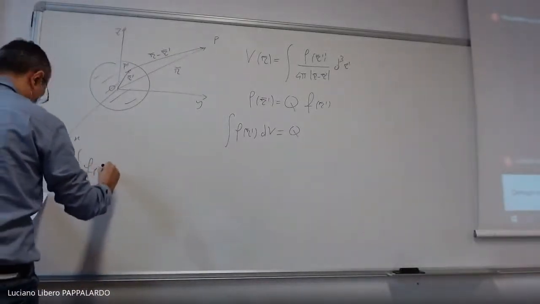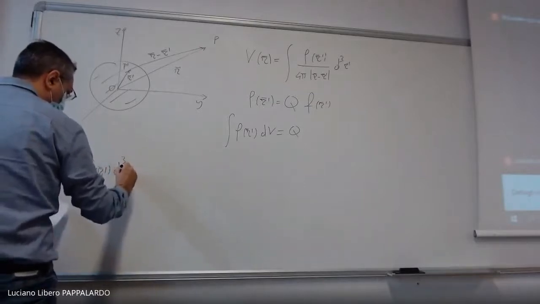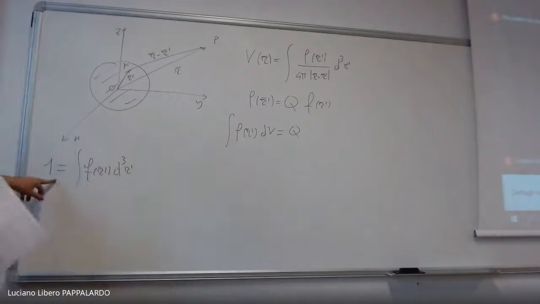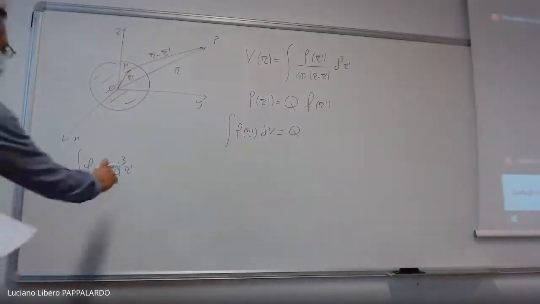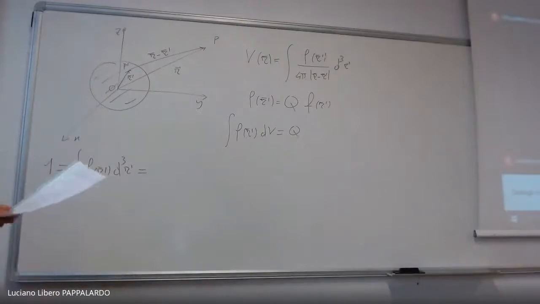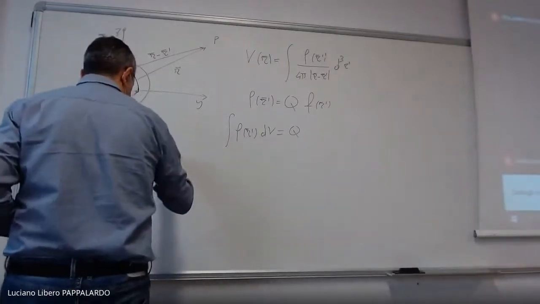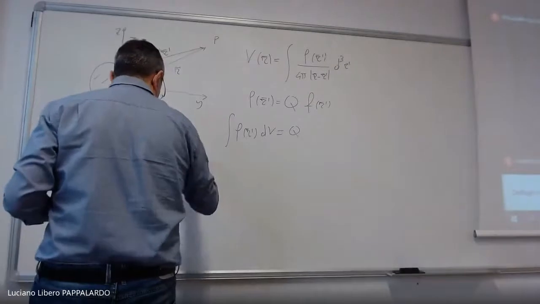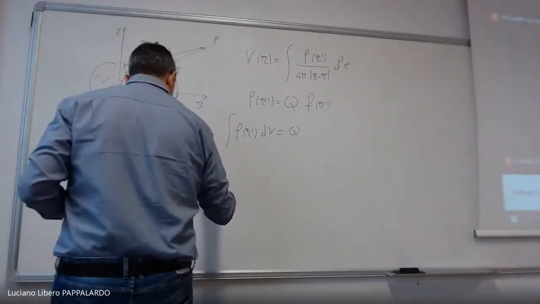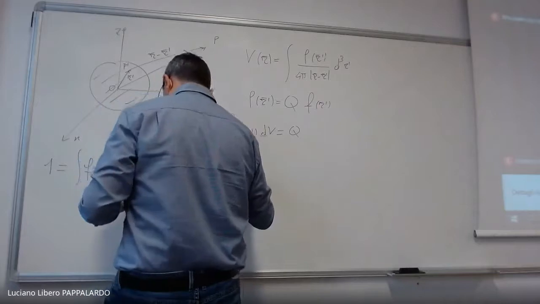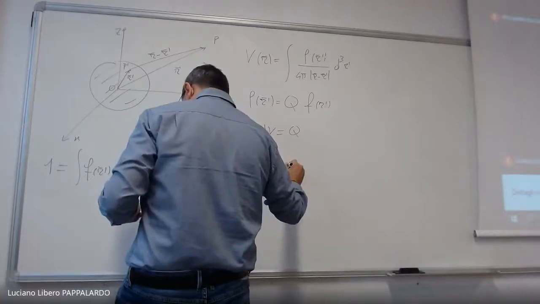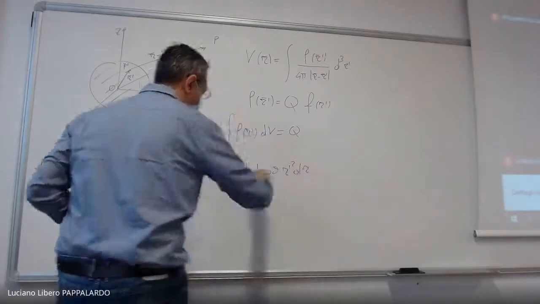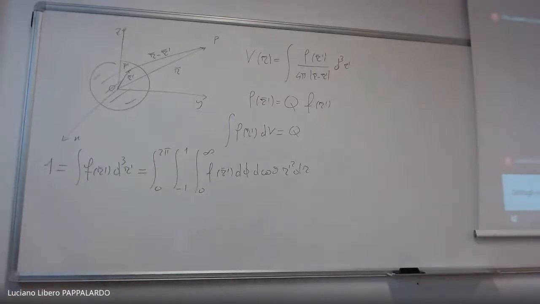Okay. So we need to impose that the integral of f(r') over the volume must be equal to 1, such that the integral over the volume of the charge distribution is equal to the total charge. And this we can now develop in spherical coordinates. So this is the integral from 0 to 2 pi of d phi, integral from -1 to 1 of d cos theta, integral from 0 to infinity of f(r') r' squared dr'. This is the volume integral in spherical coordinates.